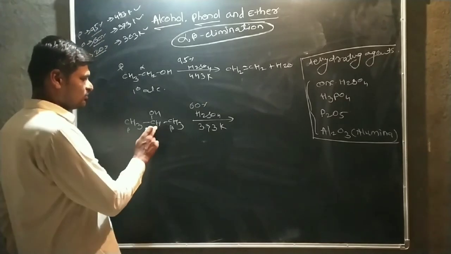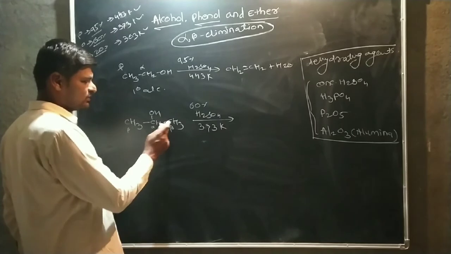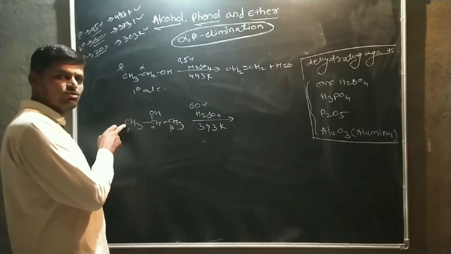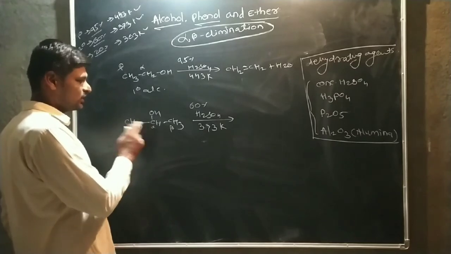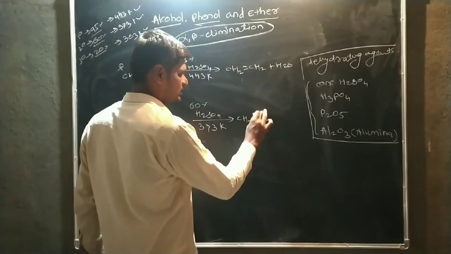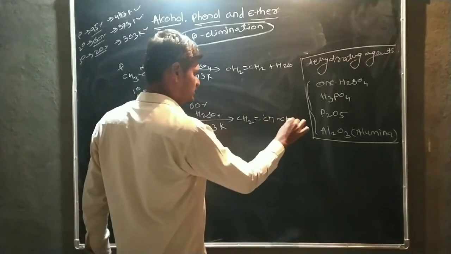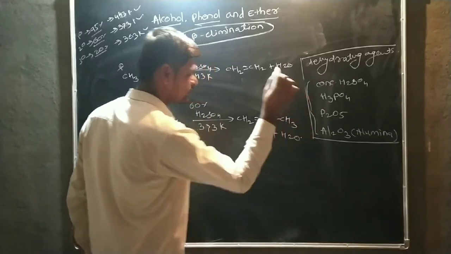A double bond is formed between these two carbon atoms, and the beta hydrogen is eliminated from this carbon atom. Then there is a formation of CH2 double bond CH, then CH3 is here. There is a formation of alkene, and a water molecule is eliminated.